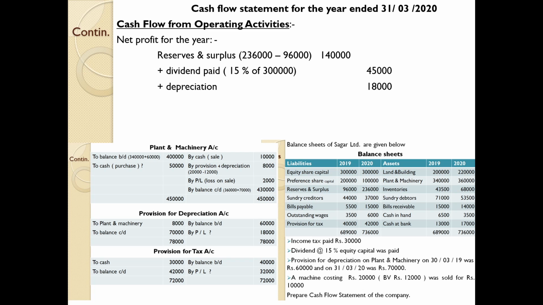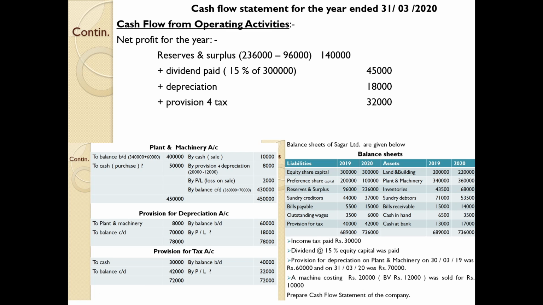Next one, depreciation. In the plant and machinery, you have to go through all the P&L items and depreciation items. So first one, depreciation. And regarding provision for depreciation by P&L, 18,000. Since the provision for depreciation account is prepared, the depreciation amount from the provision for depreciation account only is considered, not the depreciation shown in the plant and machinery. In the absence of provision for depreciation, that amount can be taken. So 18,000.